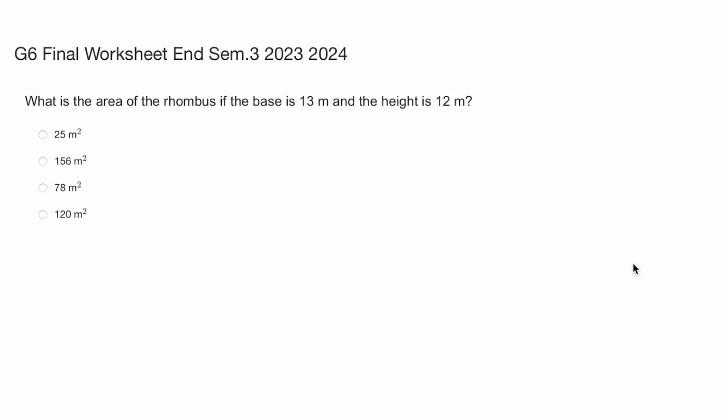What is the area of the rhombus, if the base is 13 meters and the height is 12 meters? Actually, the area of a rhombus is half the product of its two diagonals, or base times height as a parallelogram. Here base and height are given, so just multiply: 13 times 12 equals 156 square meters.